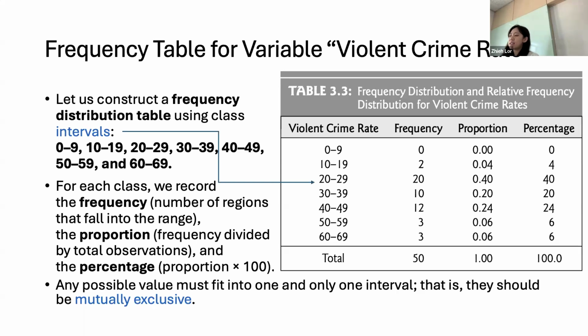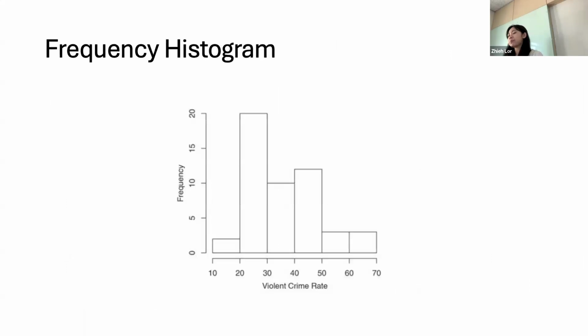Because if you put 0 to 10, 10 to 20, 20 to 30, and a state has a number of 30, where should you put it, 20 to 30 or 30 to 40? So it has to be mutually exclusive, meaning that the number can only fall into one of the categories or one of the interval classes.